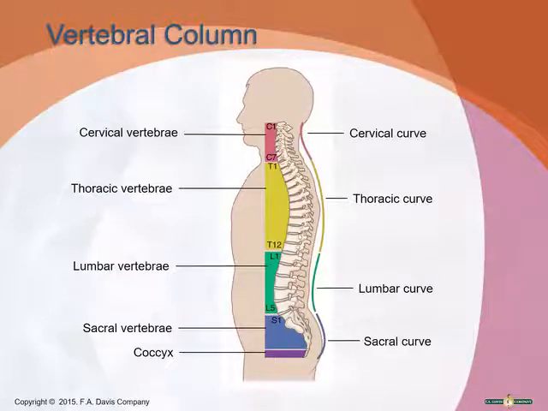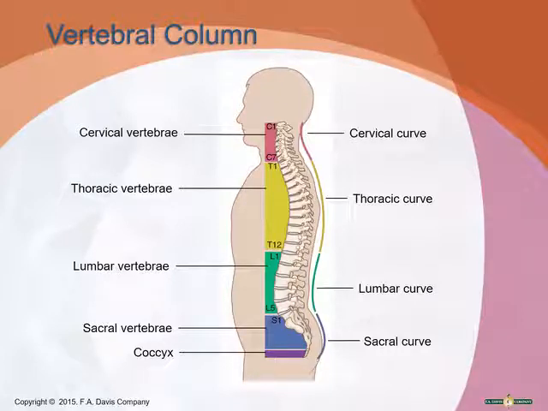The cervical section right here, C1 through C7, that's the first 7 vertebrae. There are 12 thoracic vertebrae, and if you remember your body cavities, this is the thoracic body cavity, where the lungs are. The lumbar vertebrae are right here, the lower part of your back, and there's 5 of those. The sacrum is really 5 fused vertebrae, and then the coccyx, which is 4 fused vertebrae.